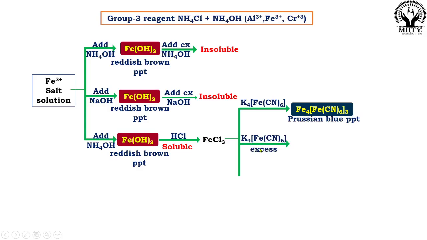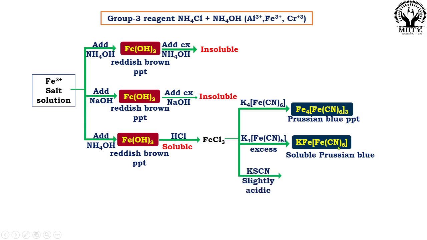If I add excess of the reagent, K4[Fe(CN)6], it forms soluble Prussian blue. That means when we add a limited amount, it forms a PPT, but when we add excess, the PPT becomes soluble because of the formation of soluble Prussian blue. It is a colloidal solution. The formula is KFe[Fe(CN)6].